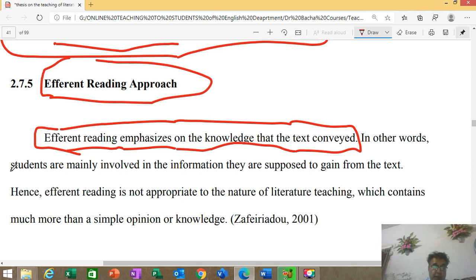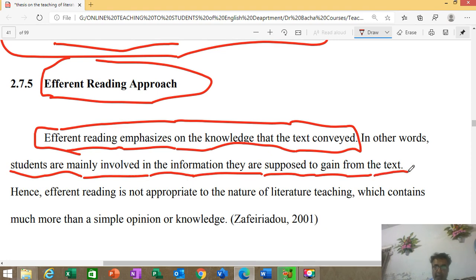In other words, we can say the students are mainly involved in the information they are supposed to gain from the text. Okay, I mean mostly they get information from the text, and hence it is not appropriate to the nature of literature teaching, which contains much more than a simple opinion or knowledge. However, this approach is followed by some students and some teachers. They try to get some information, but literature is more humanistic in nature.